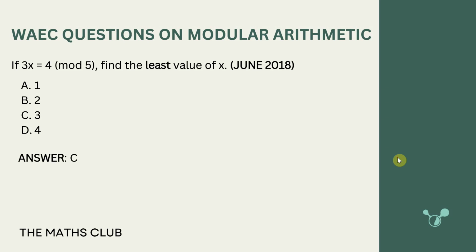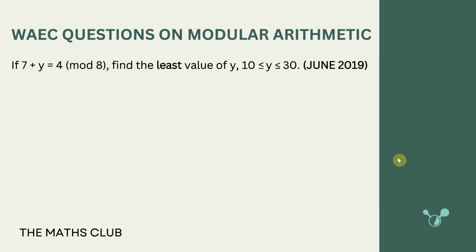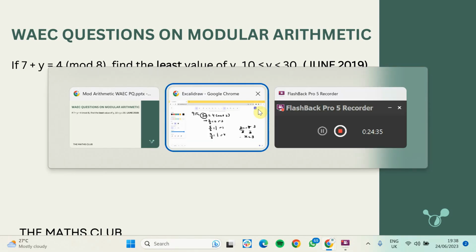Does that make sense? So let's look at this question. We've actually solved this particular question in one of the previous videos that we did, but I'll solve it again. So 7 plus y is equal to 4 mod 8. Find the least value of y, and y is between 10 and 30. When you see this, it's saying that y is between 10 and 30, and because it's less than or equal to, that means 10 and 30 are part of the equation. So let's actually solve this question.